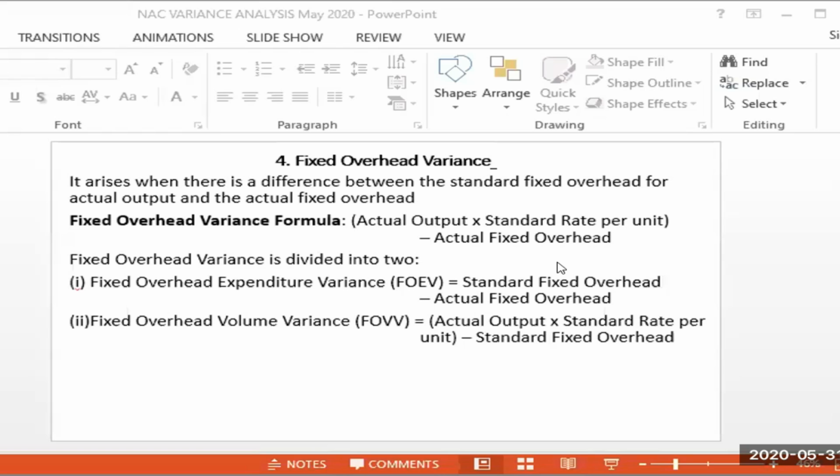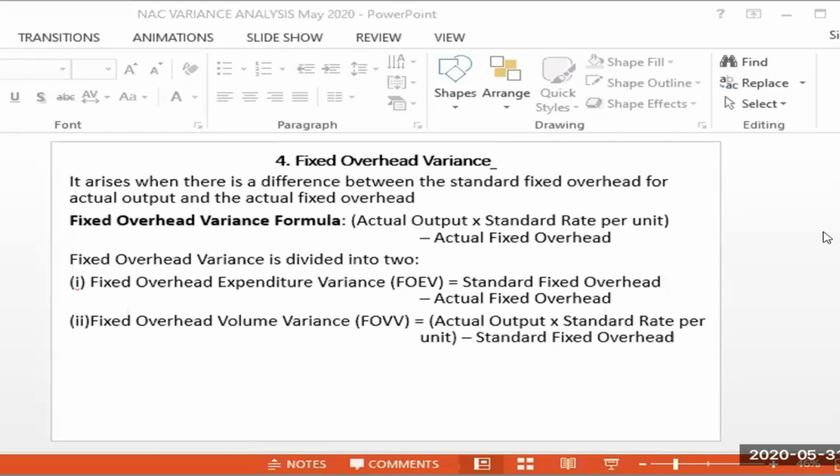All right. So it's also further divided into two. We have the fixed overhead expenditure variance, which is given as standard fixed overhead minus actual fixed overhead. Then we have fixed overhead volume variance, where we have actual output times standard rate per unit minus standard fixed overhead.